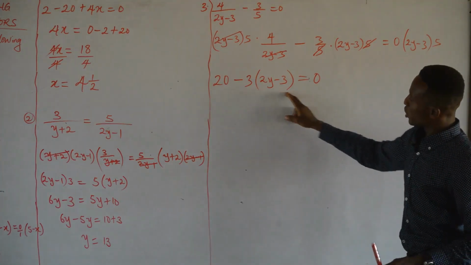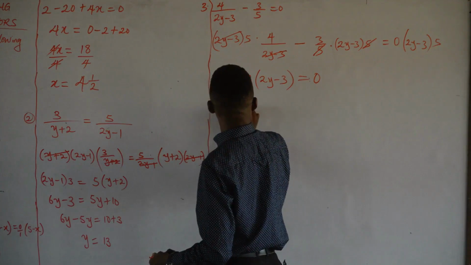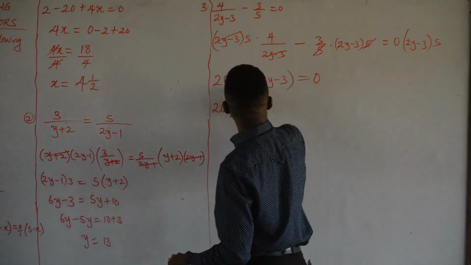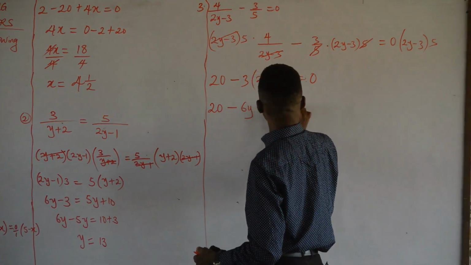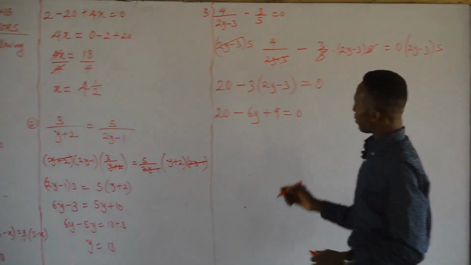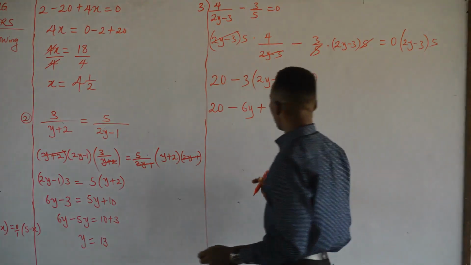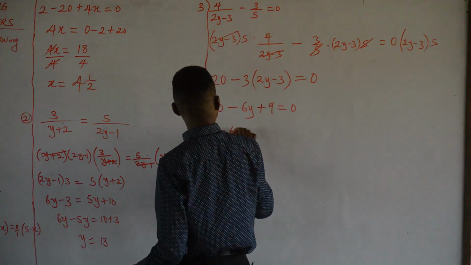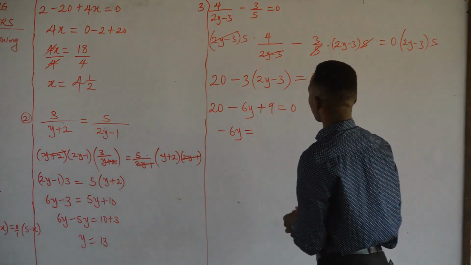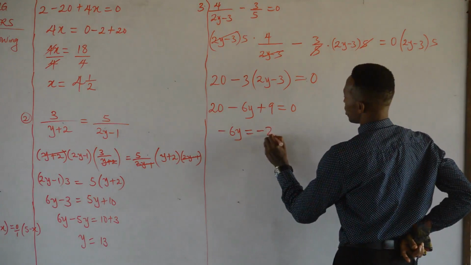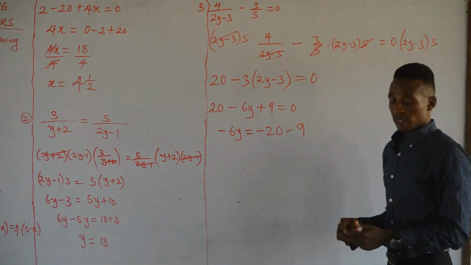So what we just need to do is open the brackets. When you open the brackets, we have 20 minus 6y, minus times minus here gives us plus, so we have plus 9 equals to 0. When you have this now, what you just need to do is collect your like terms. So when you collect your like terms, we have minus 6y, then this one crosses to the other side to become minus 20 minus 9. 0 is useless. I don't need it here.